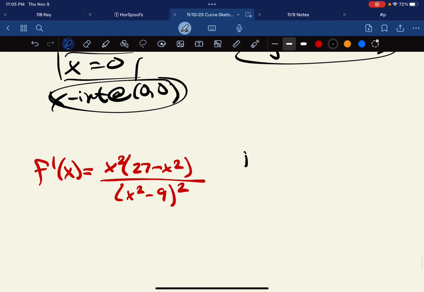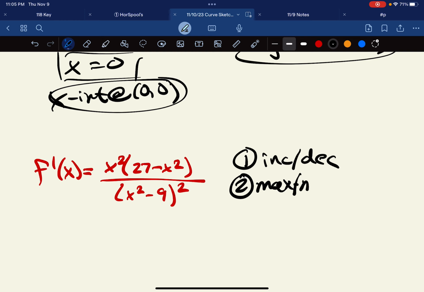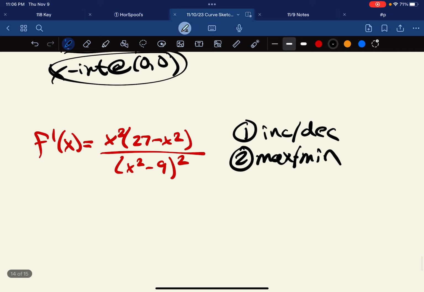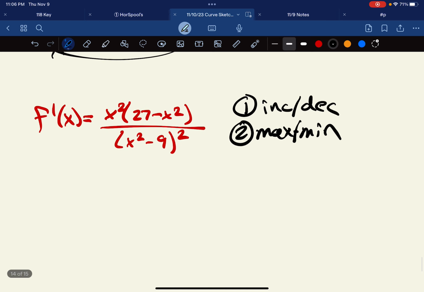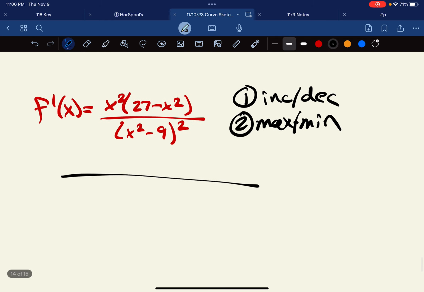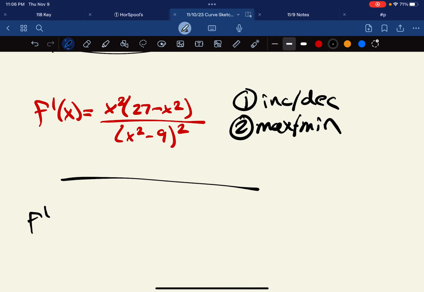So we need two main things from our first derivative. We need intervals of increasing and decreasing, and we need maxes and mins. So where do we have increasing? Our increasing is where our first derivative is greater than 0, and decreasing is when our first derivative is less than 0. So what do we need to do for this? We need to make a sign chart. And remember, critical points are wherever our derivative is 0 or does not exist.